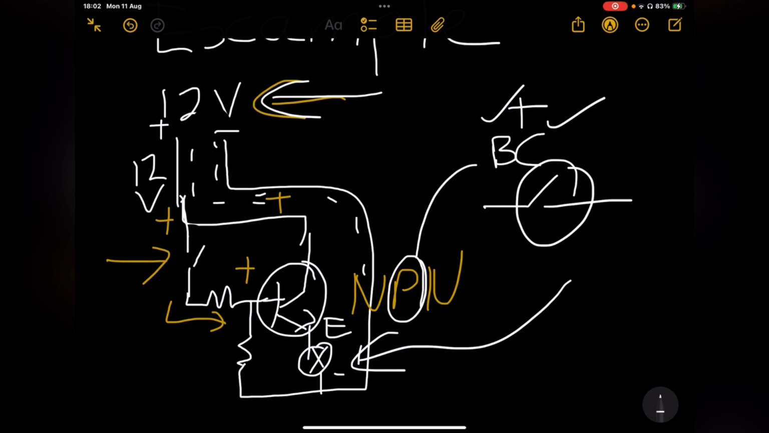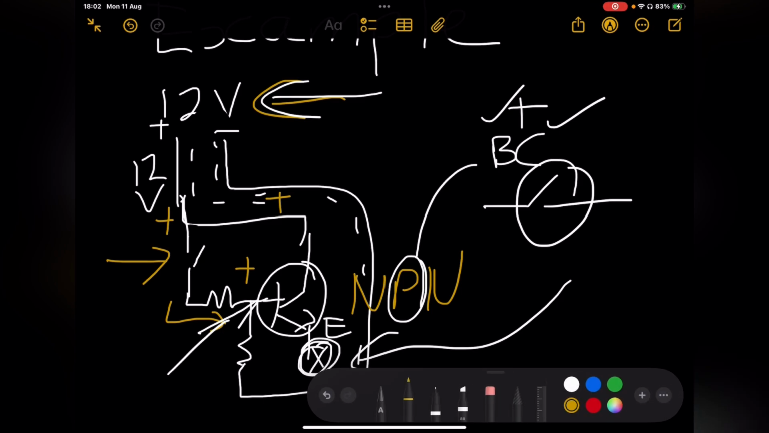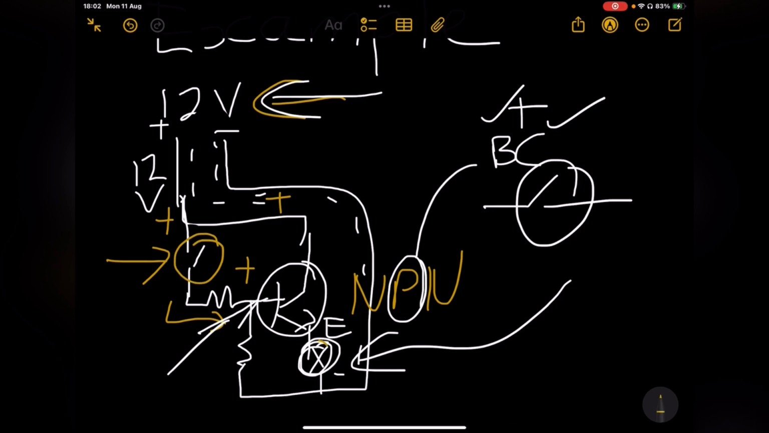Every single time this switch closes, it pulls the base, which is over here, more positive than the emitter, and so basically then the light over here, after this switch closes, will start to illuminate.